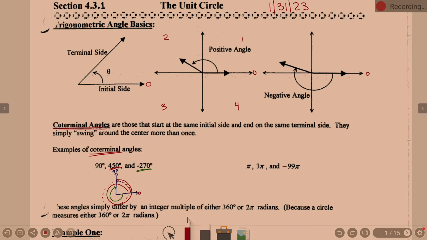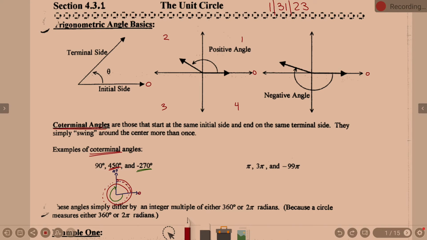And notice, mathematically, how do you get from 90 to 450? Don't think multiply. Adding. 360. You add 360. That's good. Because if you're at 90 and you go around the circle again, you add 360, yes? How do you get from 90 to negative 270 mathematically? You subtract 360.